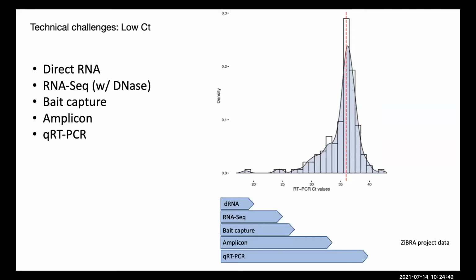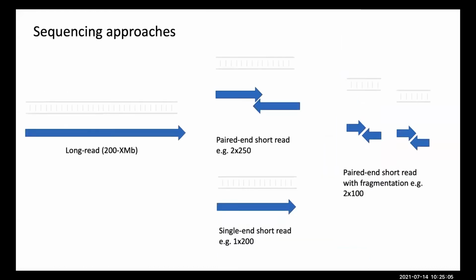And then there are other methods such as bait capture, RNA-seq and direct RNA, and I've estimated where I think those would fall if you consider how many samples out of a given outbreak you would be able to sequence with these methods. Amplicon sequencing is good for a large majority of the samples you might encounter. Another important concept is long read sequencing and short read sequencing. Short read sequencing comes in two types, single end and paired end, where you're sequencing either from one end or from both ends.